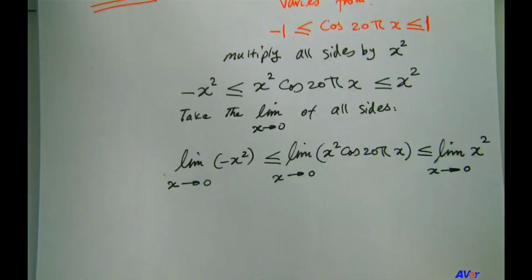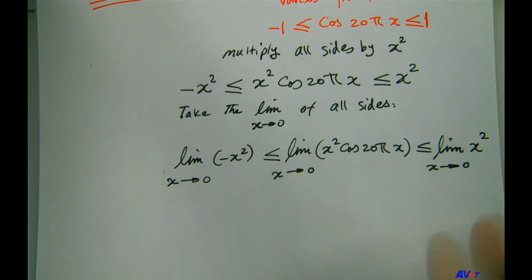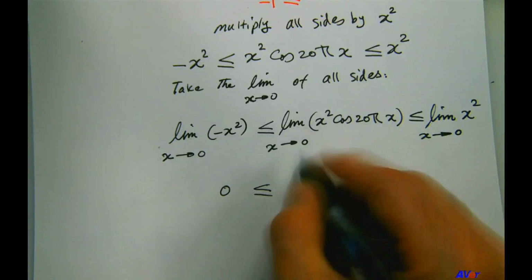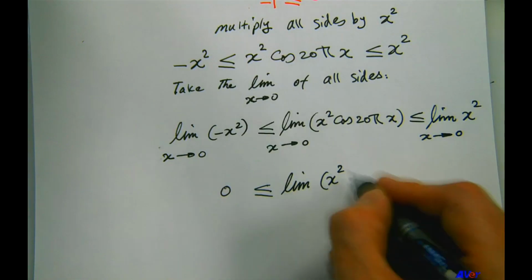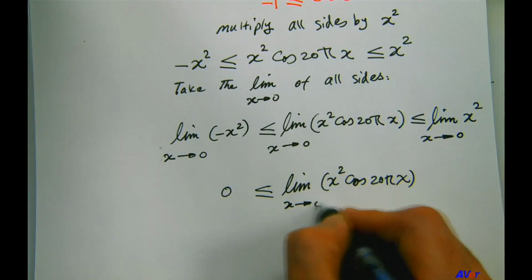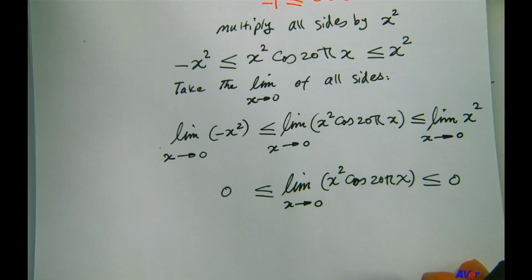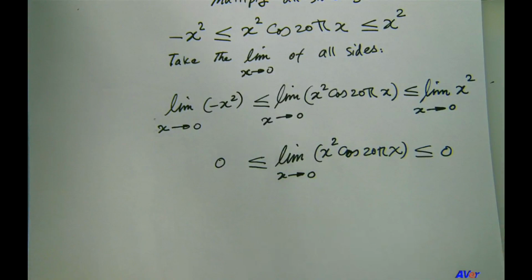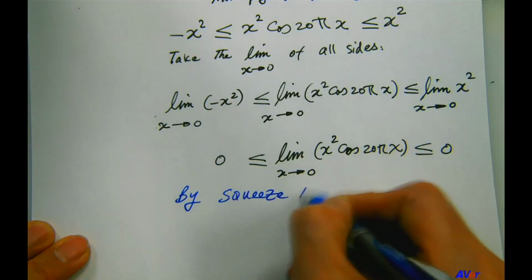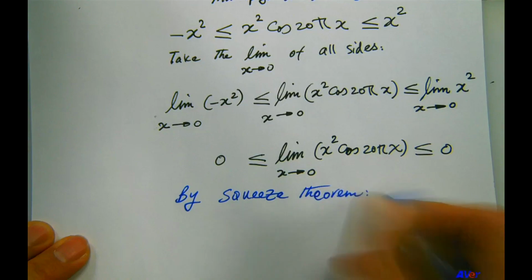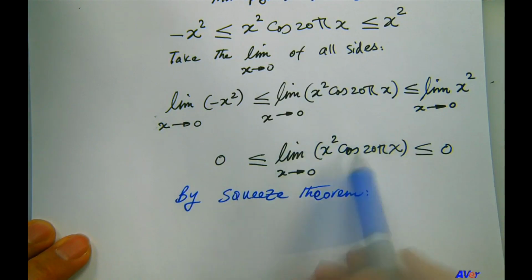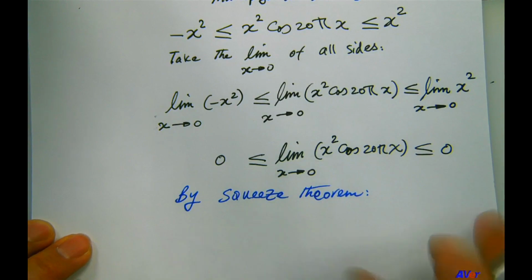Okay? Now, what do we get on this side? Of course, we get 0. What do we get here? Let's keep this, the limit of cosine of 20 pi x as x approaches 0, because we need to apply the squeeze theorem. And of course, on the far right side, we get 0 as well. So by squeeze theorem, notice that the limit of both ends as x approaches 0 goes to 0. So therefore, the limit of the middle function as x approaches 0 must also go to 0 by squeeze theorem.